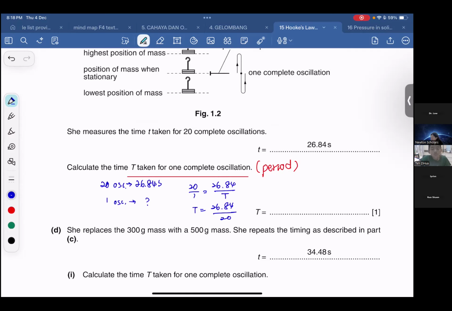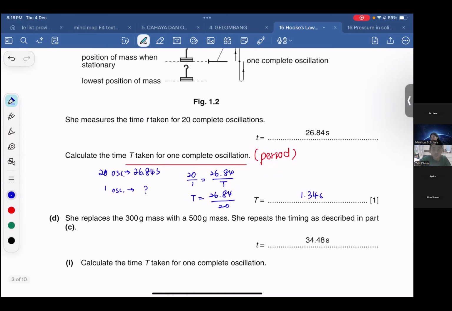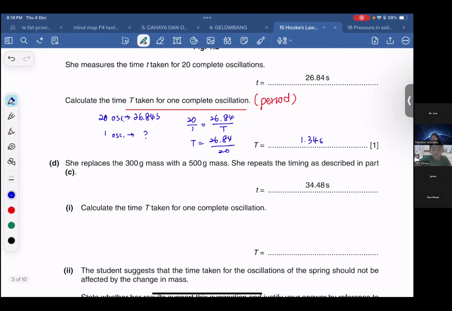Okay, because I think, let me count. 26.84 divided by 20. Okay, 1.3 seconds also can, but 1.34 seconds. I will make it more accurate, 3 significant figures. Okay, so next.